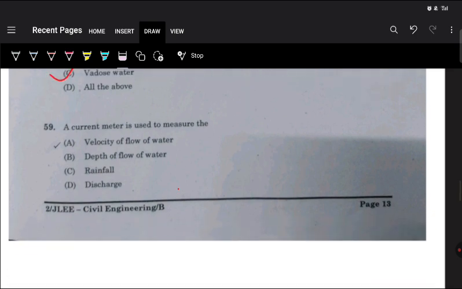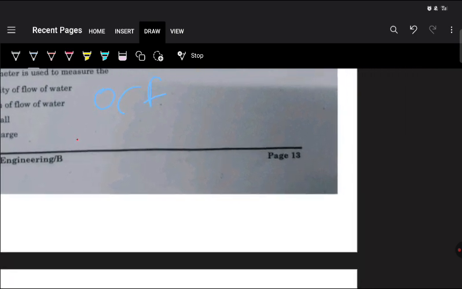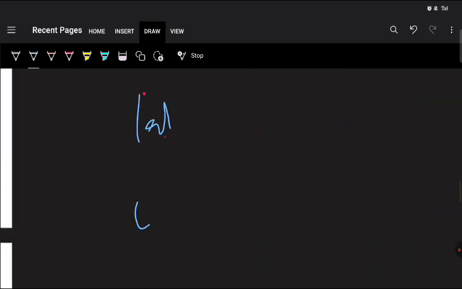Now coming to the next question, a current meter is used to measure the velocity of flow of water in OCF, open channel flow. Now let us see some important measurement devices. These are very important. Let us see them one by one.